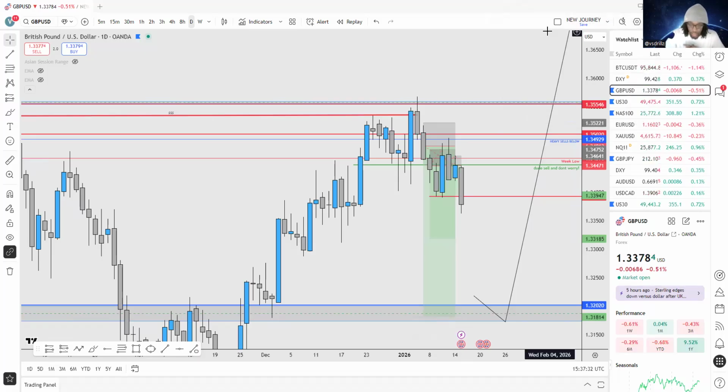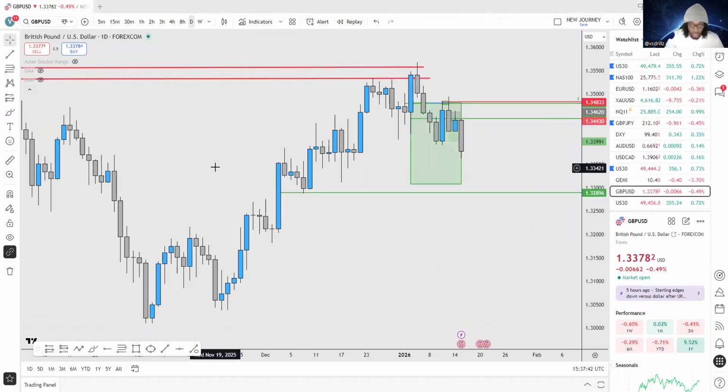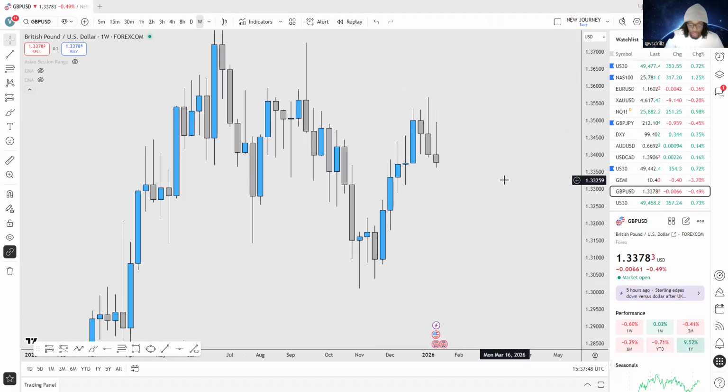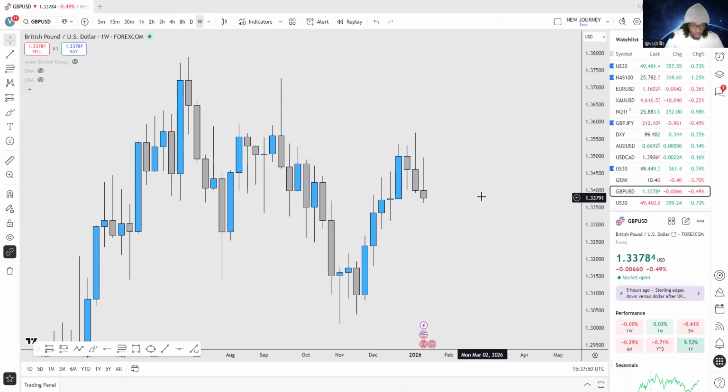All right, so this is the trade breakdown of GBP USD. Unfortunately, yes, there is a lot on my screen right now, but I'm going to break it down in the simplest way possible. We're just going to do a clean markup for GBP USD. So basically what I always do is go to the higher time frame and figure out what is price doing or where is price going.